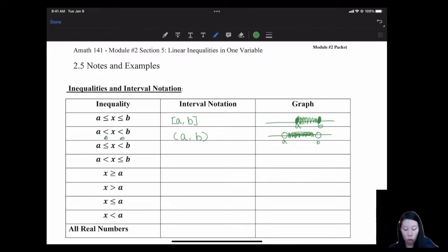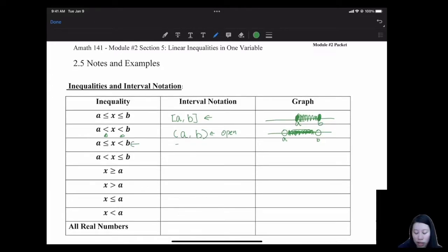Okay, so what if there's an equal sign on one side and not on the other side? Okay, this interval we call a closed interval, and this one is an open interval. So this one is called half open, half closed. So we write it, since a is included, so it's bracket, a, comma, b, parentheses.